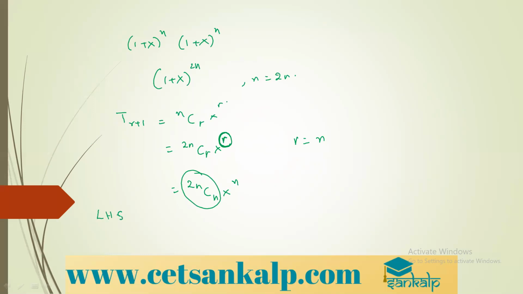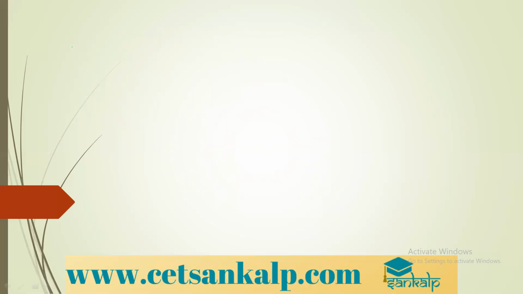When I equate the left side and right side, I will have C0 square plus C1 square plus C2 square up to Cn square as 2nCn. And this is there in the option. So I can take this as the answer.